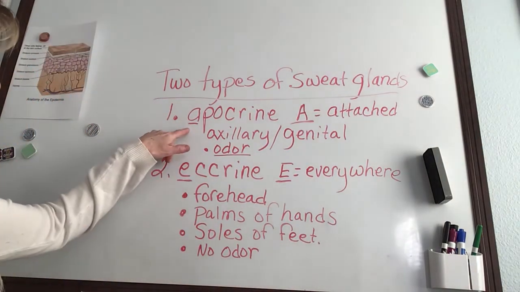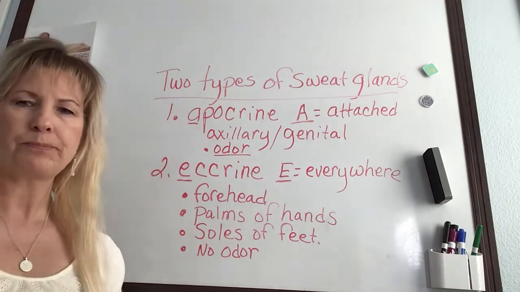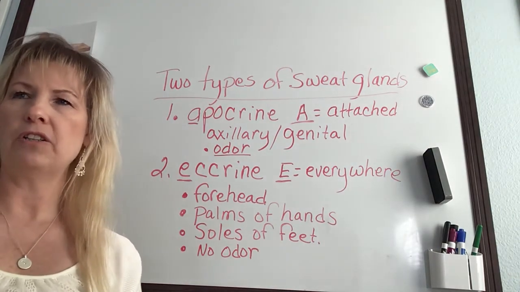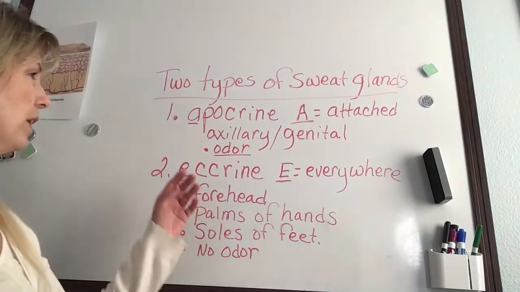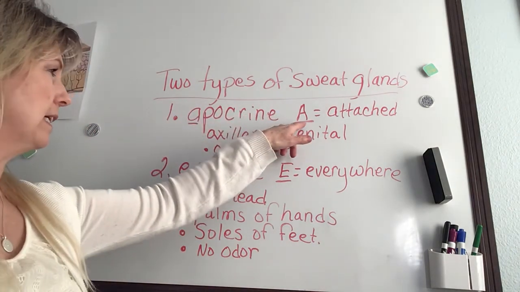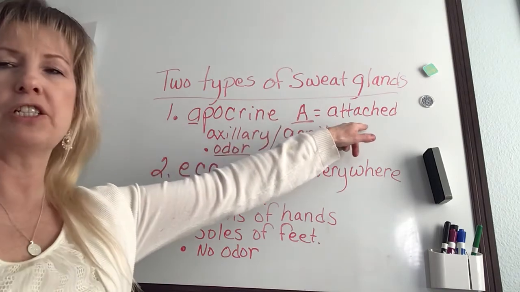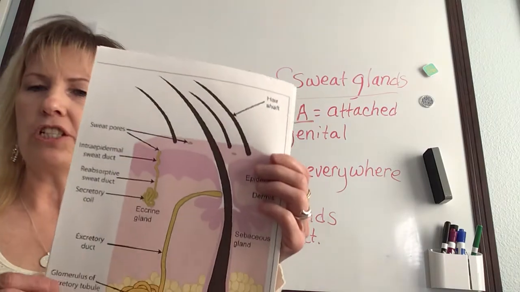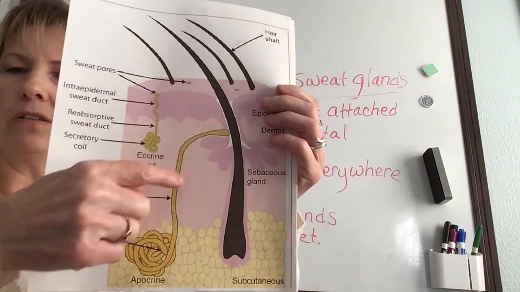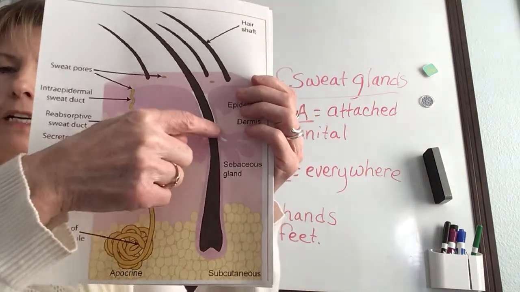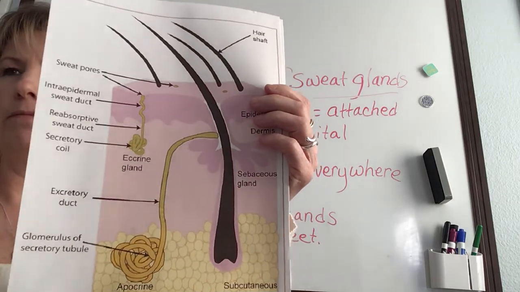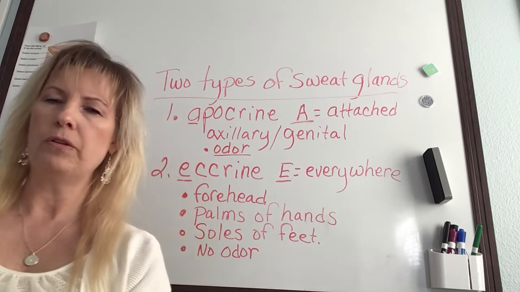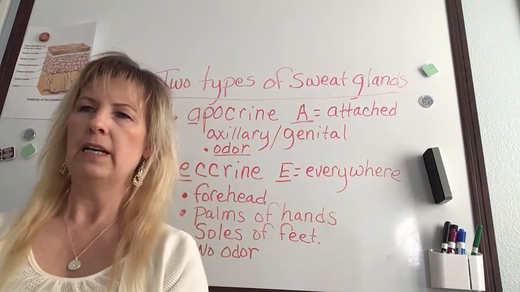So the first one is apocrine, or apocrine, I guess. You can call it either way. Apocrine is A for attached. And what that means is they are attached to the hair follicle. You can see here's one, and it's attached to the follicle. Their secretions are released through those oil glands.